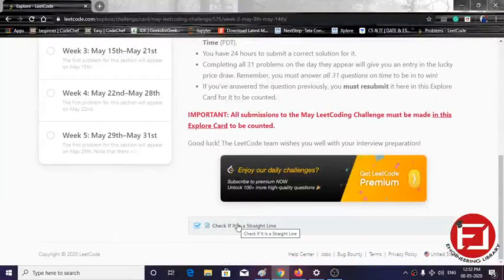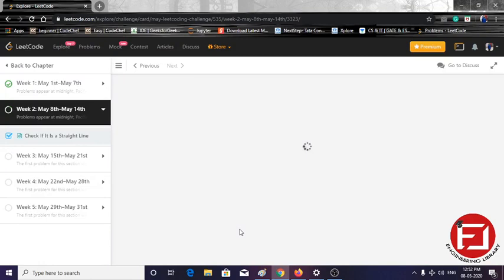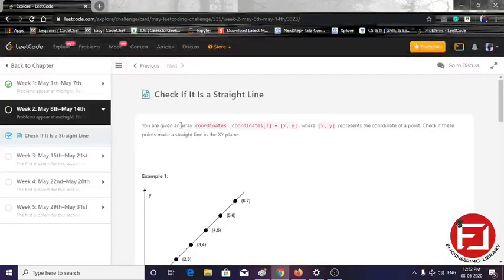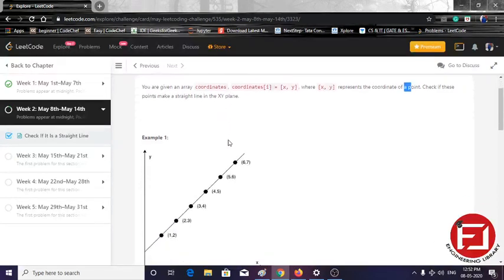Here is the day 8 challenge: Check if it is a straight line. So it's pretty simple, I guess. You are given an array named coordinates, which consists of x coordinates and y coordinates, where each pair represents a coordinate point. Check if these points make a straight line in the xy plane or not.